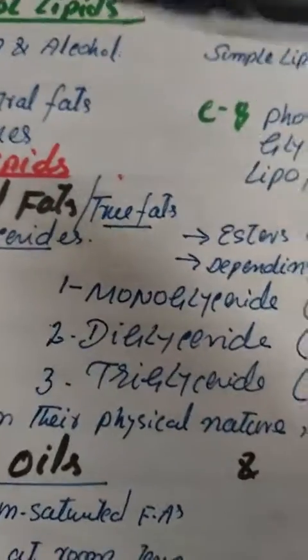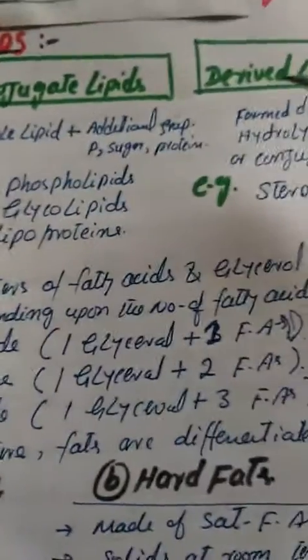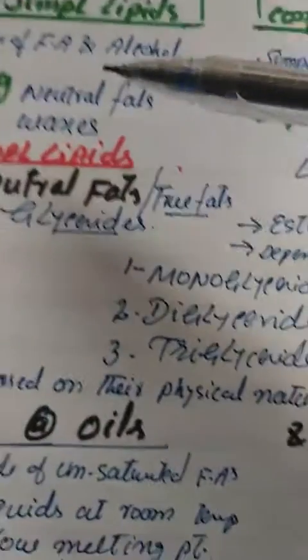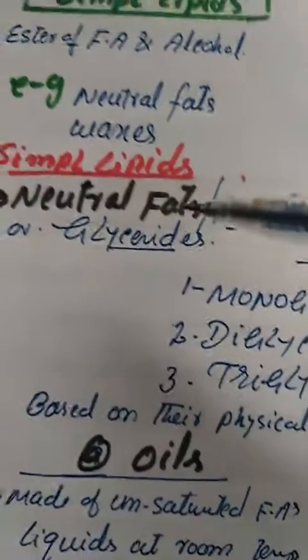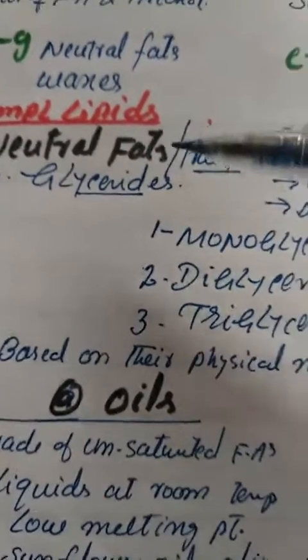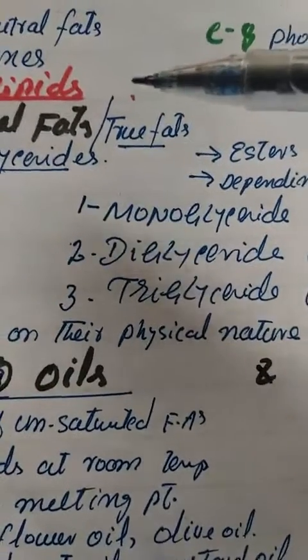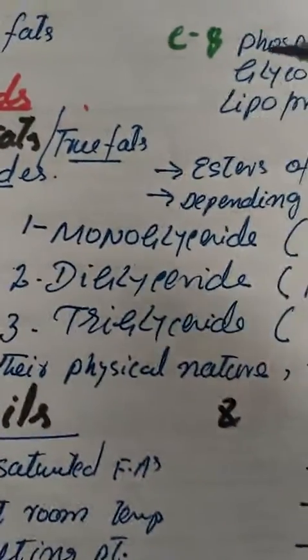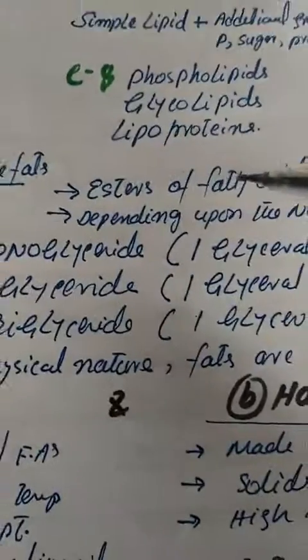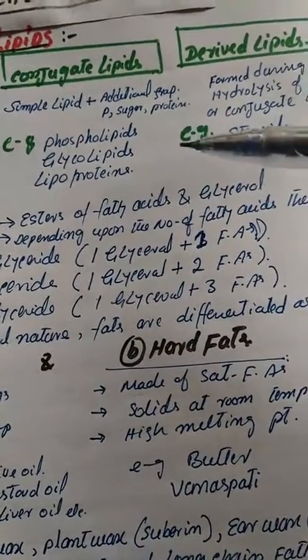Now we will discuss the examples of simple lipids, conjugate lipids, and derived lipids one by one. First of all, we will take up the examples of simple lipids. The simple lipids include neutral fats, or we call them true fats, or they are also called glycerides. These simple lipids are actually the esters of fatty acid and glycerol.